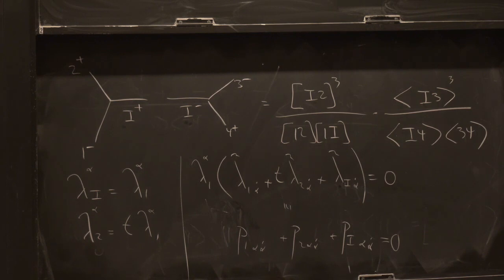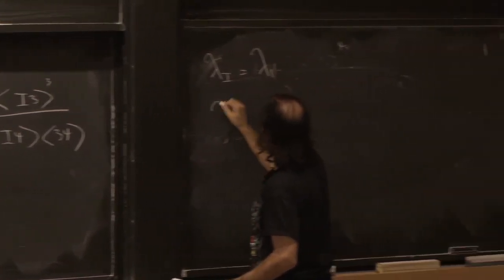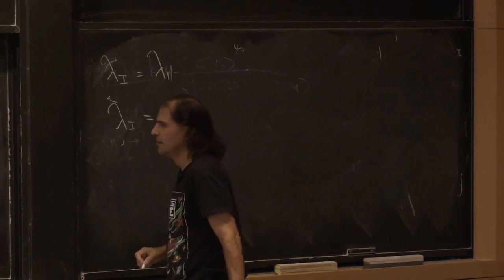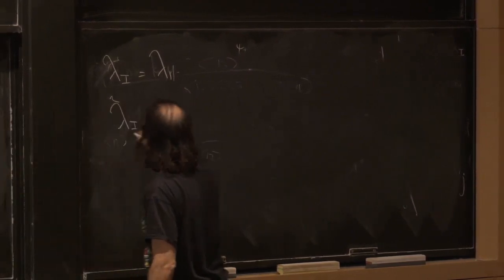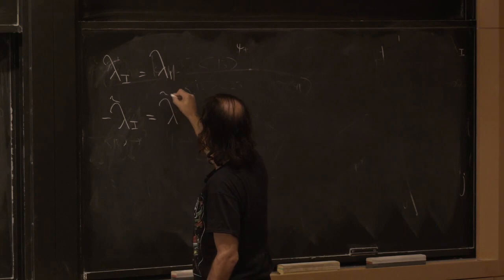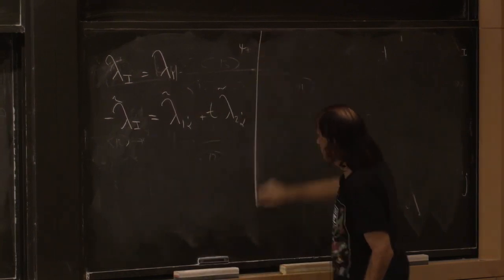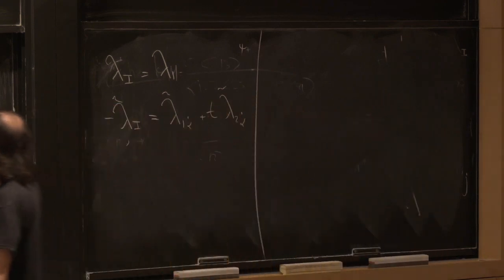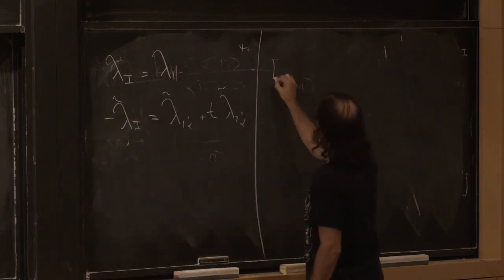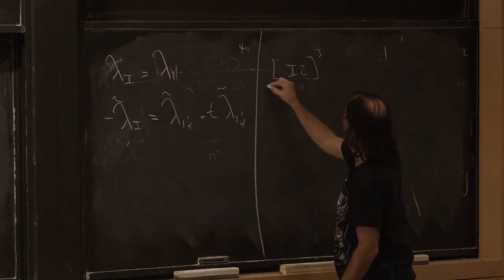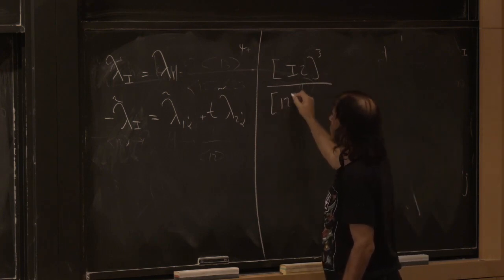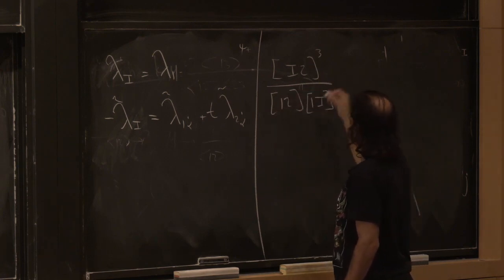Okay, so summarizing, lambda I is lambda 1, and lambda tilde I is negative, minus sign there, lambda tilde 1 alpha dot plus t lambda tilde 2 alpha dot. So now we have everything we need to do this calculation. So first, let's look at the first term, ⟨I2⟩ cubed over ⟨1 2⟩⟨2 1 I⟩. The only thing I'm going to be sloppy with here is signs.